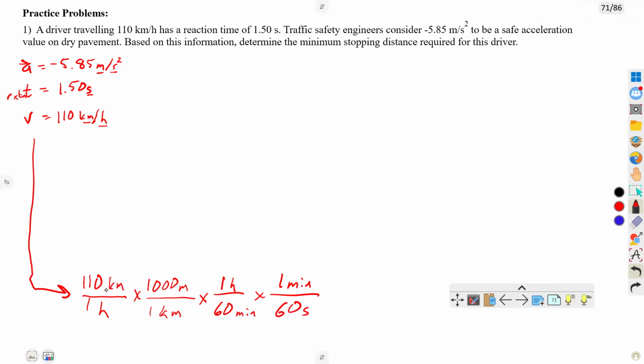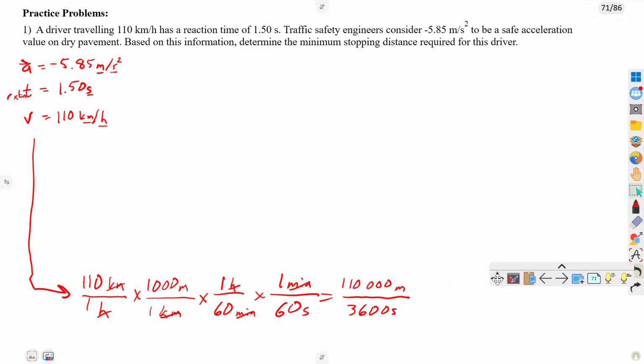So what does that do? That means kilometers cancel out here. The hours cancel out there. The minutes cancel out like so. And now we just multiply everything that's on the top. So that 110 becomes 110,000 meters. And then 60 times 60 is 3,600 seconds. I'm just going to move this out of the way a little bit so I can finish up there.